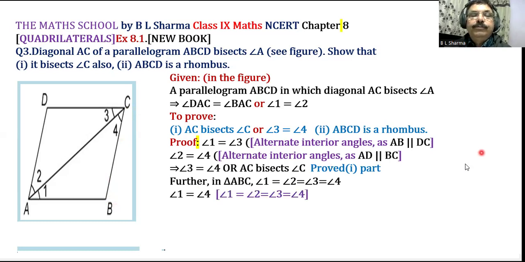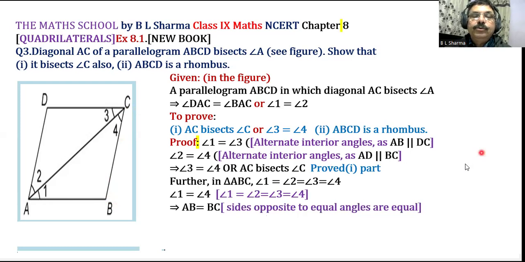Angle 1 is equal to angle 4. That is why AB is equal to BC. There is a theorem: sides opposite to equal angles are equal in a triangle. Since this is a parallelogram, in a parallelogram opposite sides are equal. So AB is equal to DC, and BC is equal to AD. It means all sides are equal.